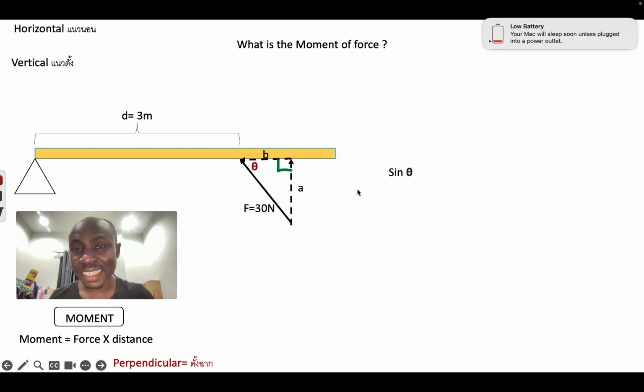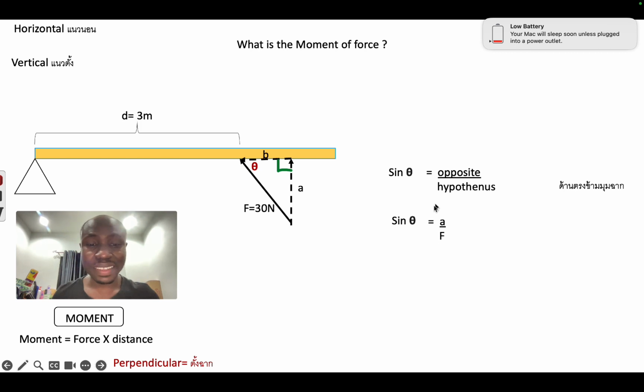And in a right angle triangle, we have a way to find the sides A and B. The sine of theta, sine theta, is equal to the opposite of theta. What is the opposite of theta? A, over the hypotenuse. The hypotenuse is this part, okay? The F. So sine theta is equal to A, the opposite of theta, over hypotenuse, which is the F. So sine theta is what? A over F. But we want to find this force, right? The A. So what is A? A will be F sine theta. F sine theta.